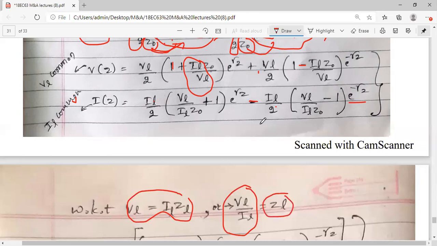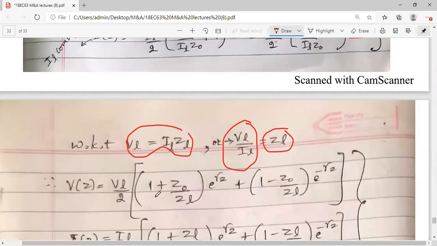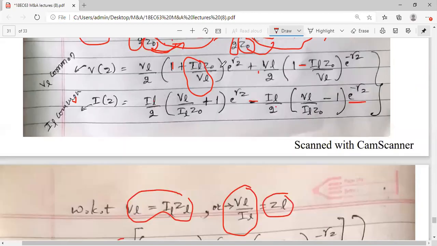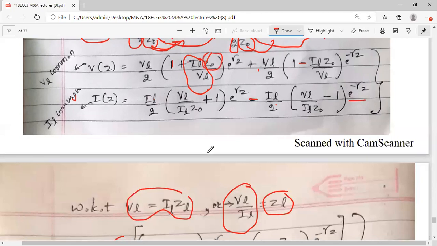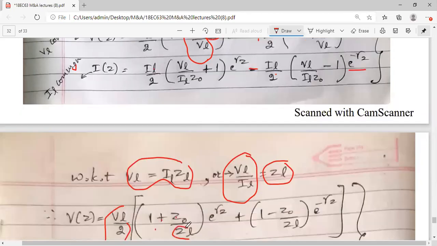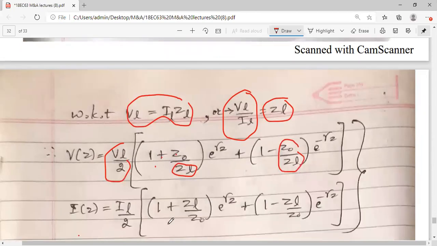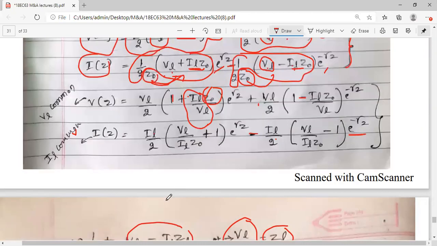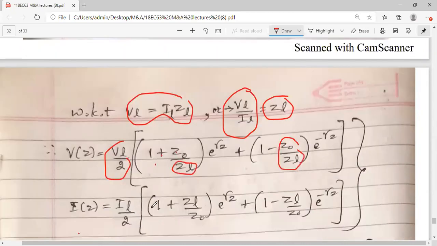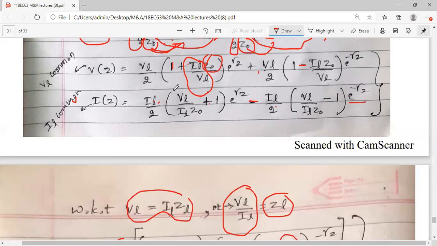I can substitute that. So what I have done, VL by 2, 1 plus Z naught as it is. Z naught term as it is. IL by VL, I have taken as 1 by ZL in the denominator. Okay, here also same thing. Just only that thing. And even in the second equation, IL by 2, 1 plus V by I. V by I is ZL.